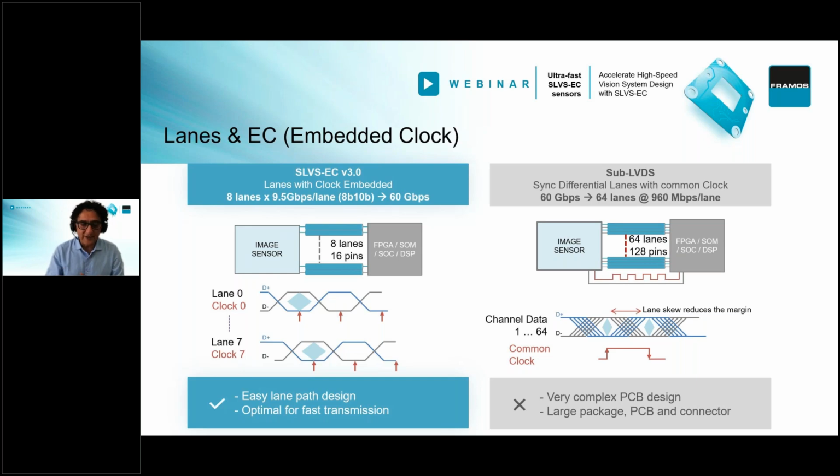And you see here the small tetragon that tells you the A pattern. So what is the tolerance that you have? If you have a very small pattern there, you then have out of sync between the lanes, and the communication gets broken. So all in all, SLVS-EC is allowing very easy PCB design and is optimal for fast transmission, because the faster you go, the less margin you have for error tolerances.